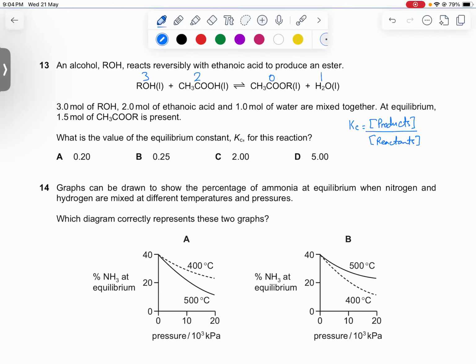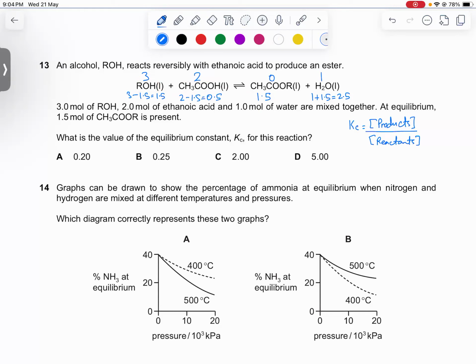Now at the end 1.5 mole of this is produced, which means 1.5 mole of water must also have been produced. So 1 plus 1.5 should have given us 2.5. And if 1.5 mole of COOR is produced, that means 1.5 mole of carboxylic acid and 1.5 mole of alcohol reacted with each other to produce 1.5 mole, right? So this should be 3 minus 1.5, which is equal to 1.5, and this should be 2 minus 1.5, which is equal to 0.5.